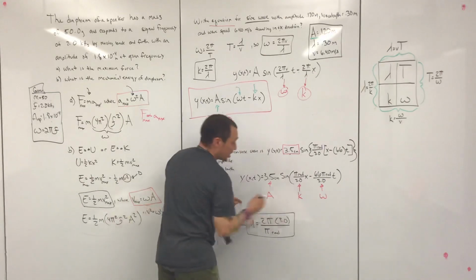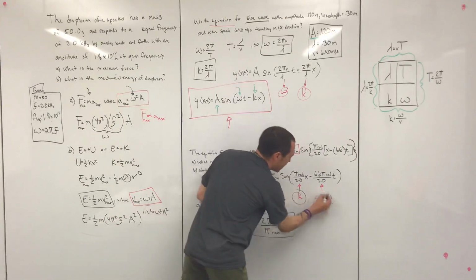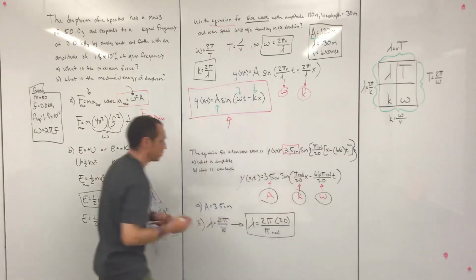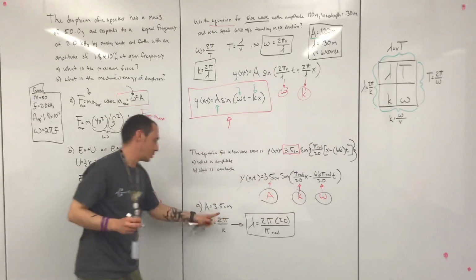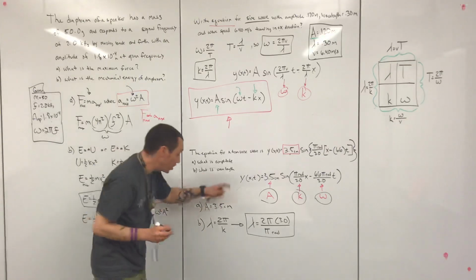So there we go, and you want to label it up. Okay, now I know my k. Now I know my omega. There's amplitude, very straightforward. So what is amplitude? Well, that's easy. We can see it. It's right there. Bam, done.